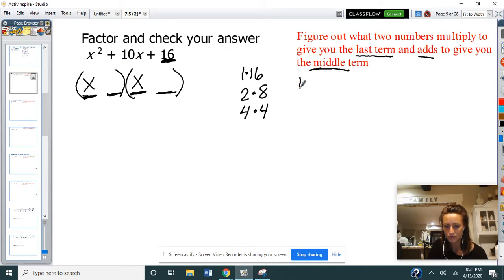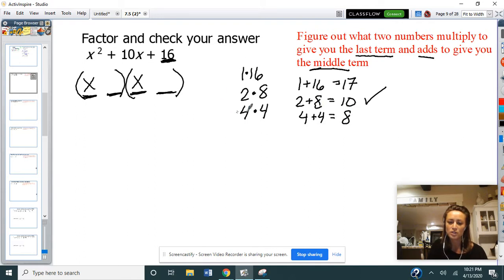So 1 plus 16 is 17. We don't want that. 2 plus 8 is 10. We do want that. So this is the guy we're going to use. And then there's 4 plus 4, which is 8. So you have to figure out which one of these adds to give you 10. Well, it's 2 and 8. So it's going to be positive 2 and positive 8. So that's what you should have got on the last problem.